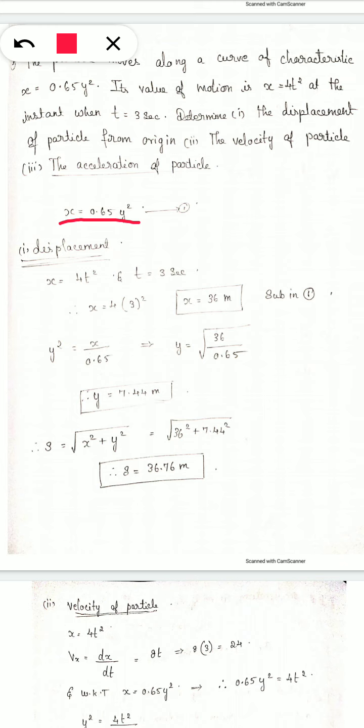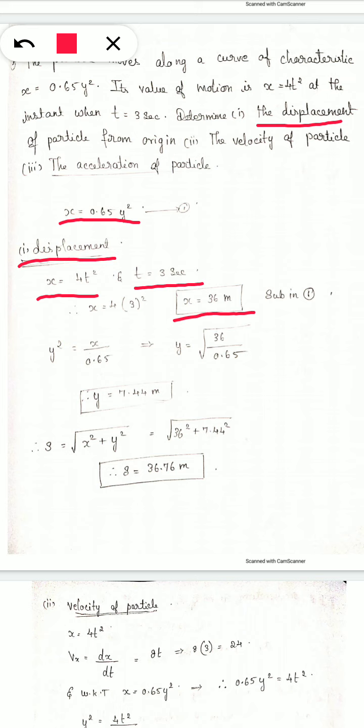First step, we have to calculate the displacement. So I have taken x is equal to 4t square, the other value they have given us, and they have given t is equal to 3 seconds. So we have to substitute t is equal to 3 seconds. When you substitute x is equal to 4 into 3 square, you will get x is equal to 36 meters. This is your first step to find your x value.